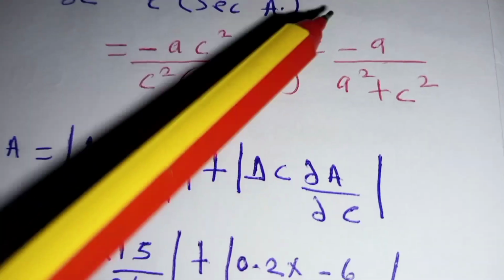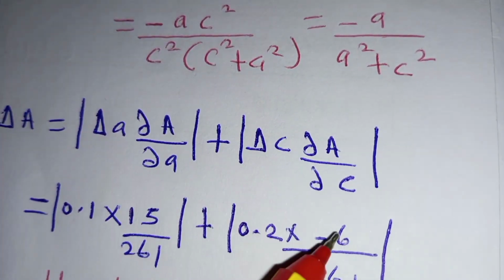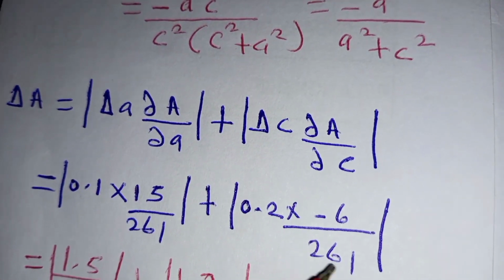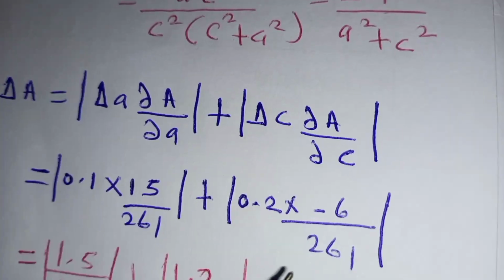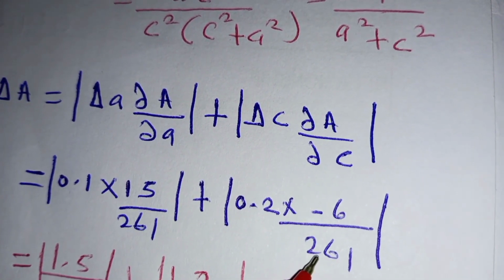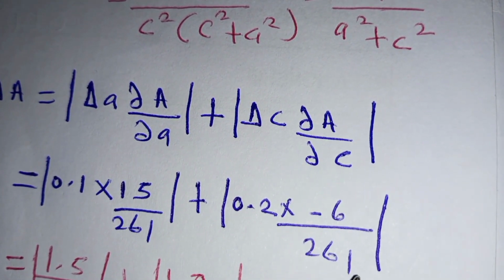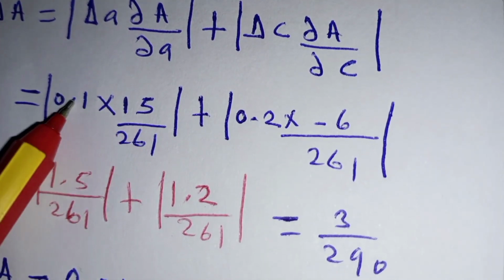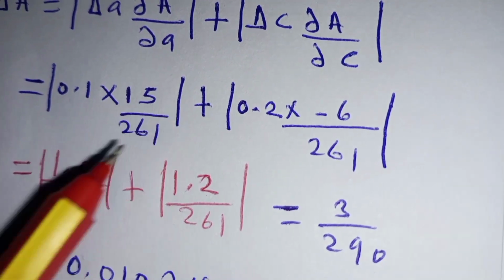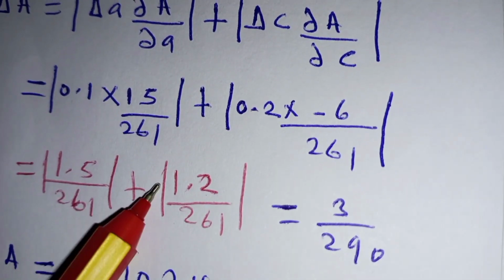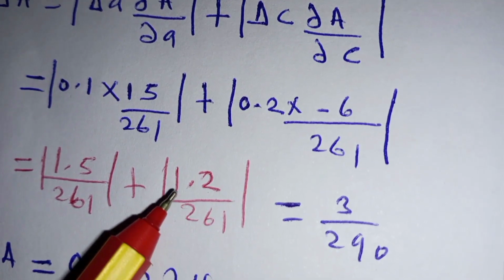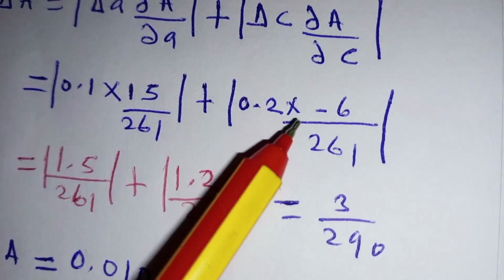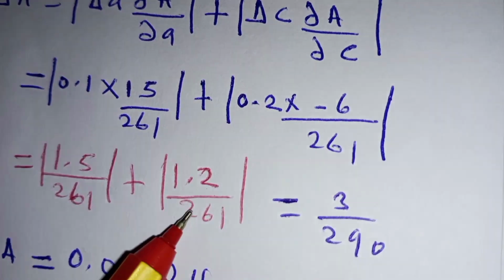The result is negative a. The value of a is 6, divided by a squared, which is 6 squared, that is 36, plus c squared, 225. 36 plus 225 is 261, modulus. Then this is the same: 0.1 times 15 is 1.5, divided by 261, plus, since this is modulus, you can ignore the negative, 0.2 times 6, which is 1.2, divided by 261.